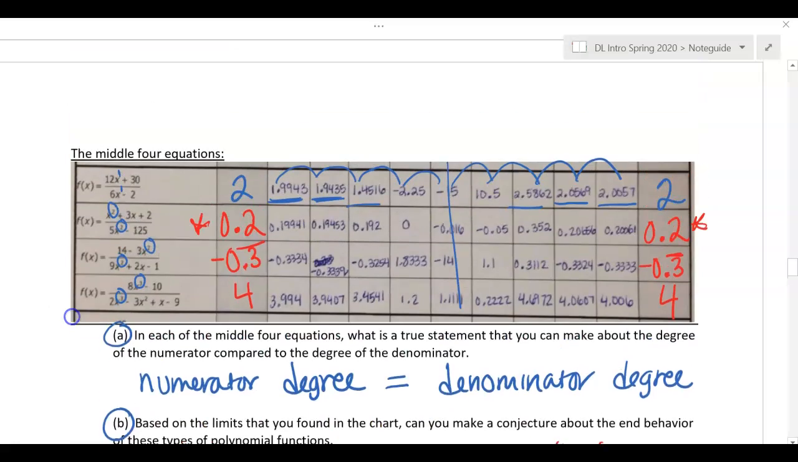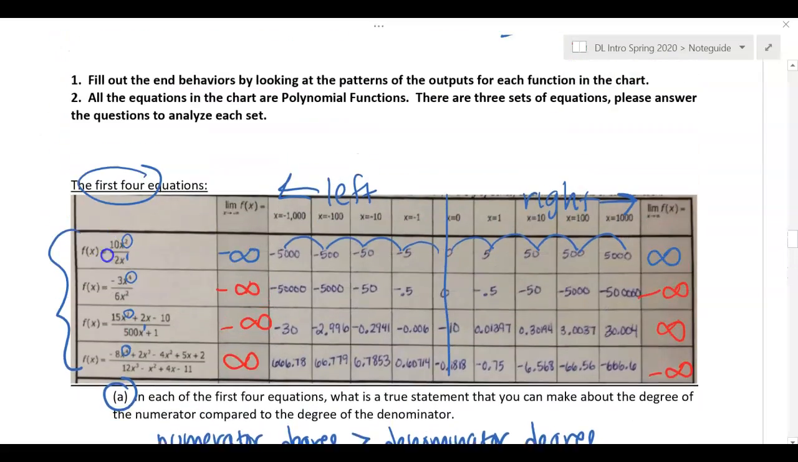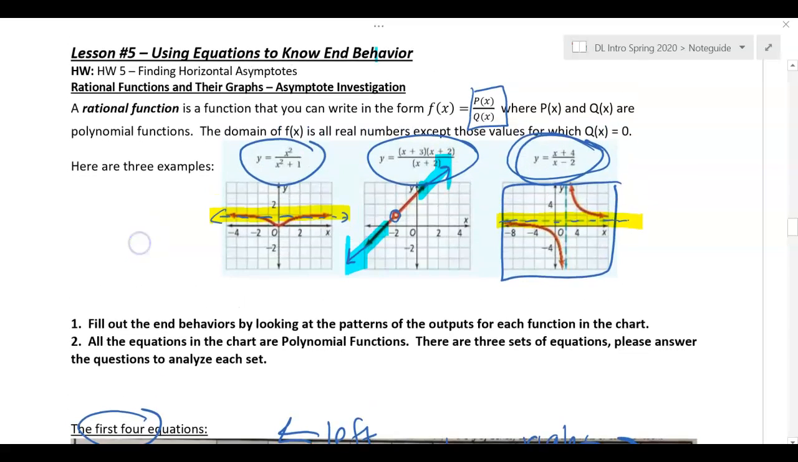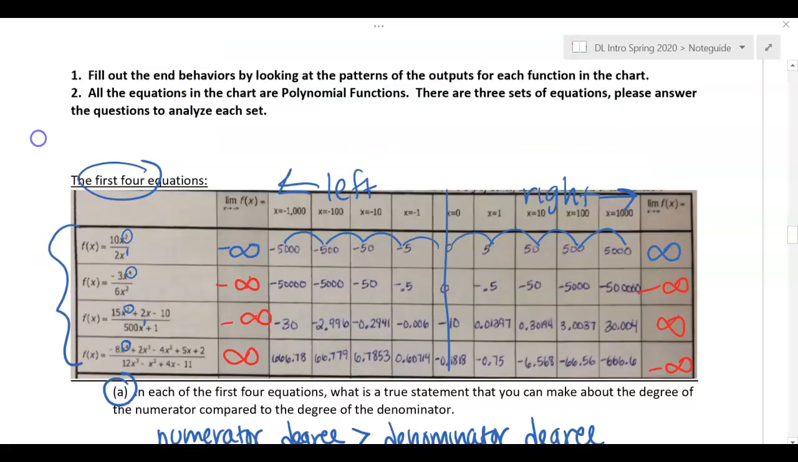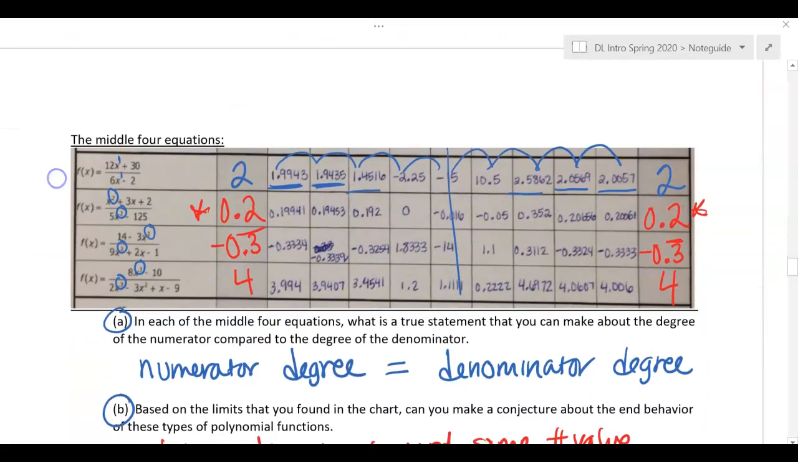And I'm going to take you back up here to the pictures that we looked at. And I actually think both of these equations, the first one and the third one, should fall into the category we just talked about. I can see that their degrees are the same. And I can see that their end behaviors ended at the same number on both sides. And in both of these, it happened to be at 1. So they'd be part of this category here.